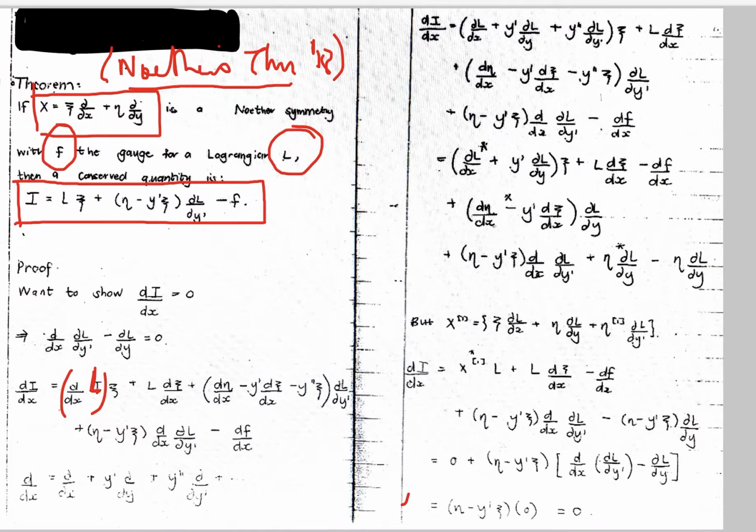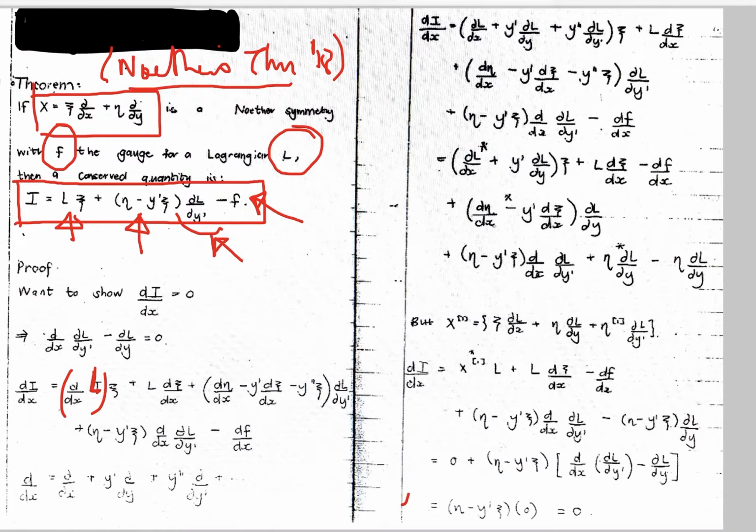I is L times xi coming from the symmetry, plus this important factor here in brackets, eta minus y dashed xi, multiplied by dL/dy dashed, that's the partial derivative of the Lagrangian with respect to y dashed, minus the gauge term F, which is a function of x and y. So in this proof of the theorem, we're actually given the form of I, we just need to prove that.